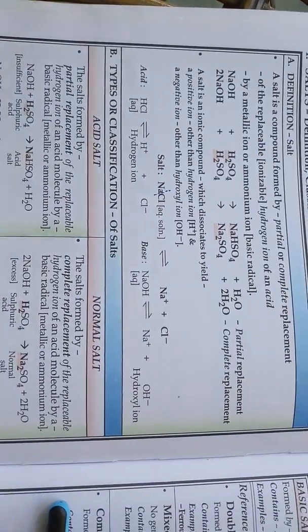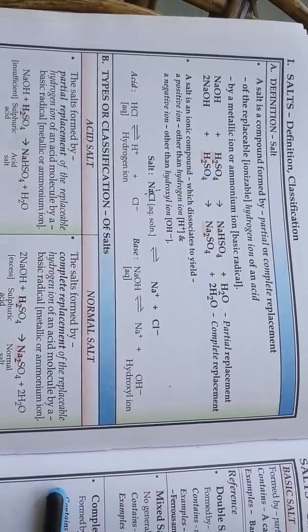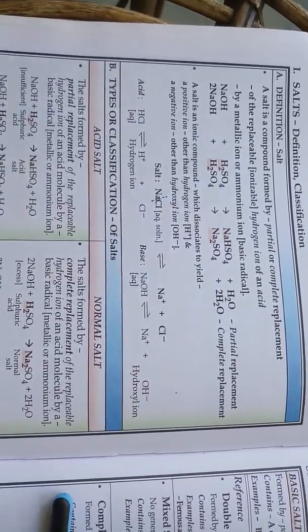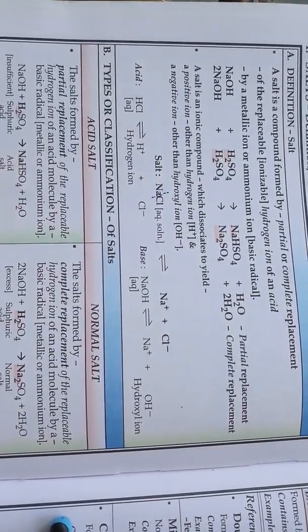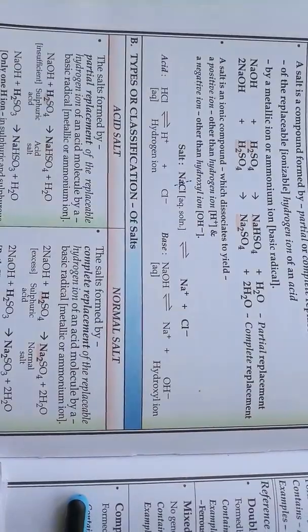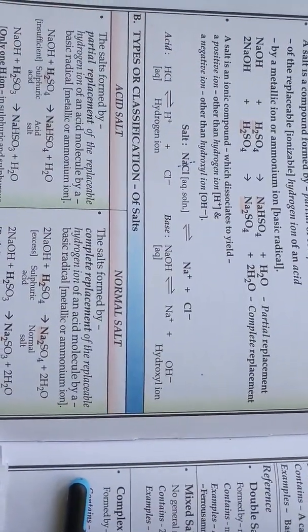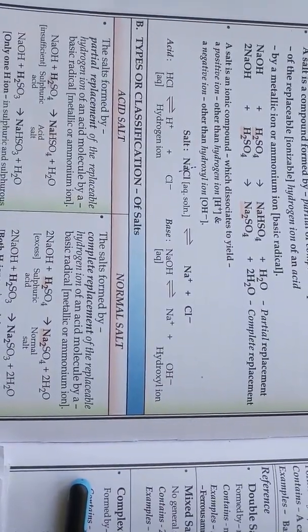So they are given examples: NaOH and H2SO4. NaOH is alkali, or we can say base. H2SO4 is acid, and when it reacts, if it replaces partially, then we have the acidic salt NaHSO4, that is sodium bisulfate. If it replaces completely, then it will be the salt sodium sulfate and water.